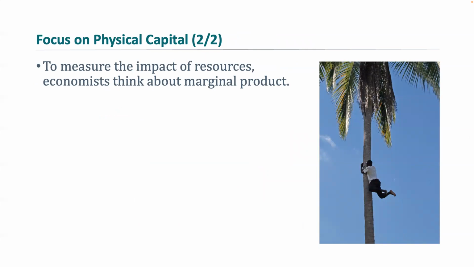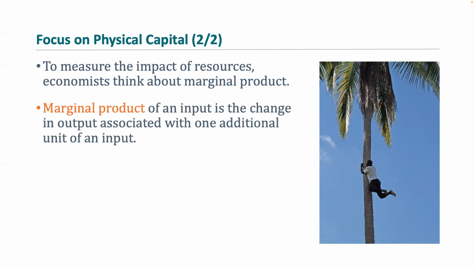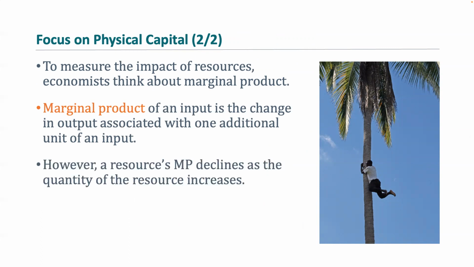Now, with our focus on physical capital specifically, we have to find a way to measure the impact of these resources. And to do that, economists think about what's called the marginal product. And this is just the change in output that's associated with one additional unit of input. Now, keep in mind, a resource's marginal product is going to decline as the quantity of that resource increases.